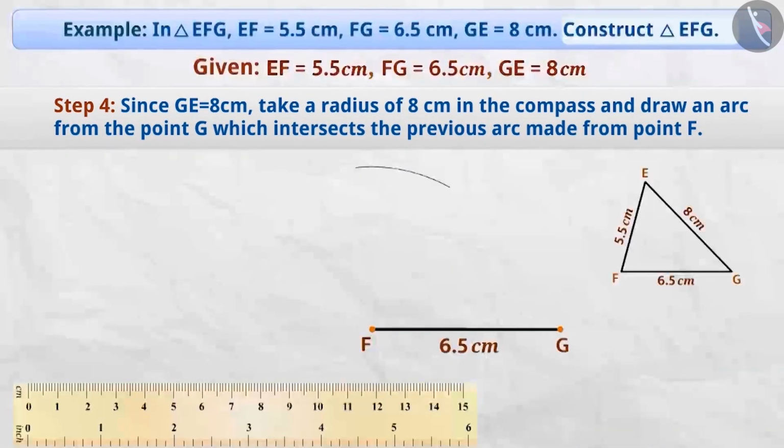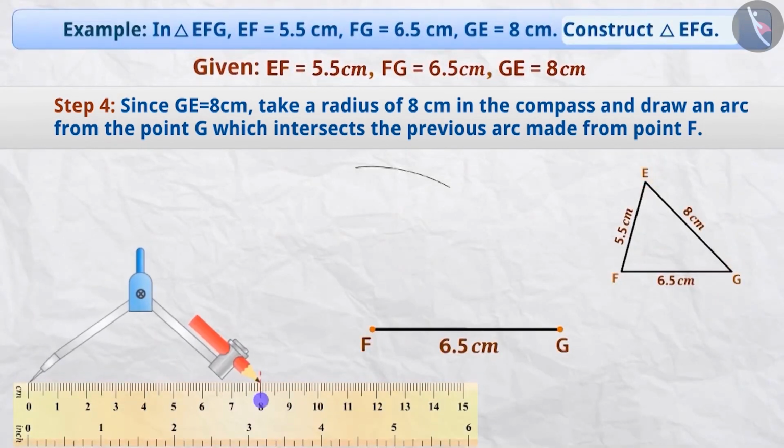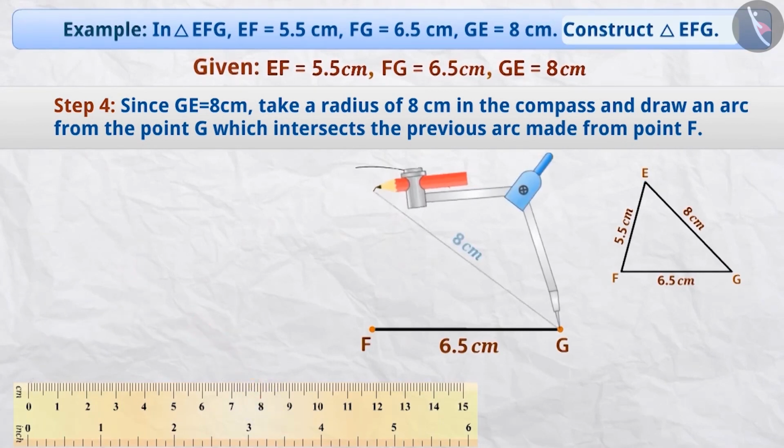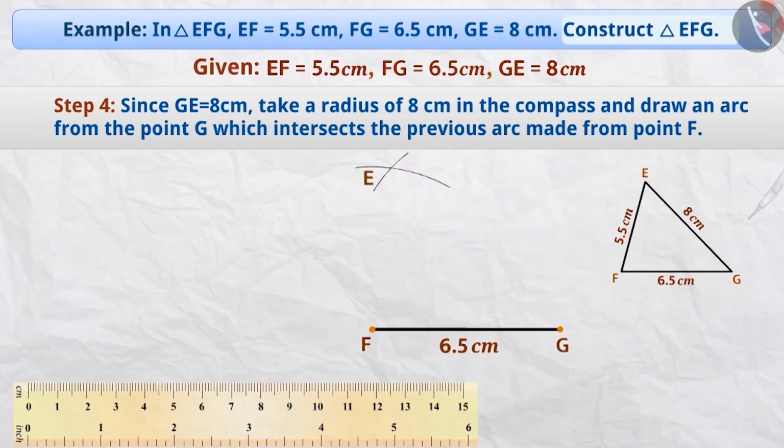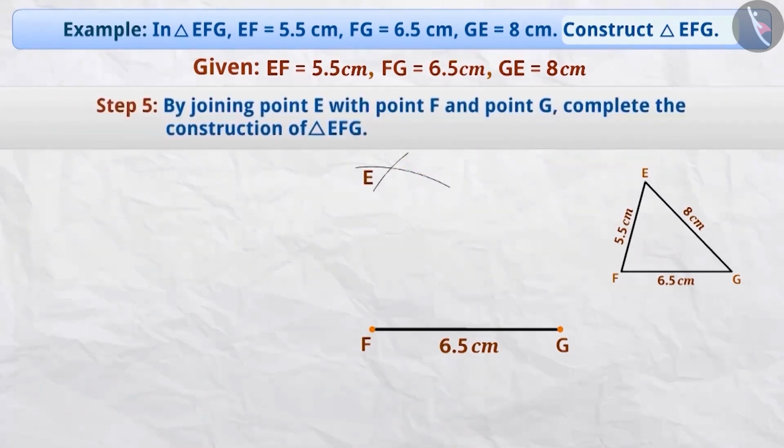Step 4. We know that point G is at a distance of 8 cm from point E. Therefore, with the help of a compass, we will measure a radius of 8 cm and draw an arc from point G. Step 5. The two arcs intersect each other at point E.